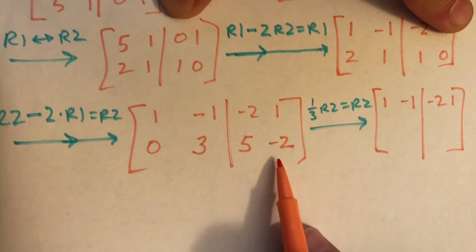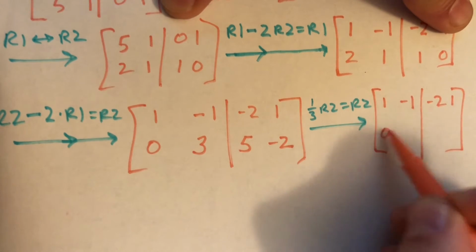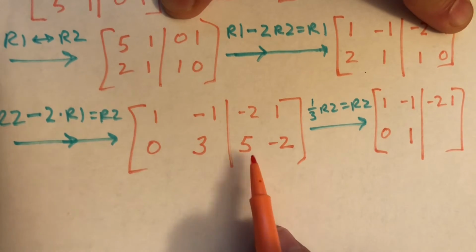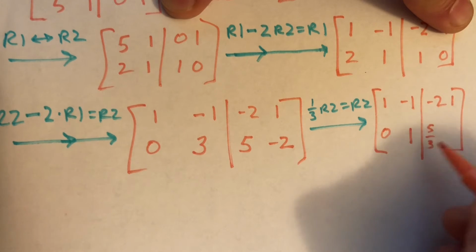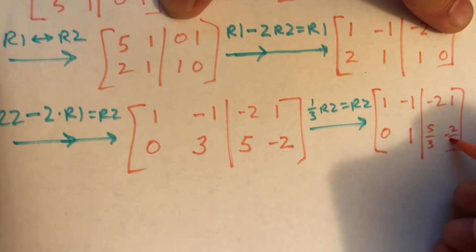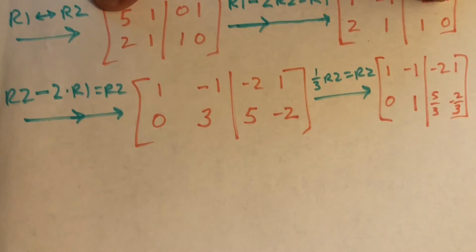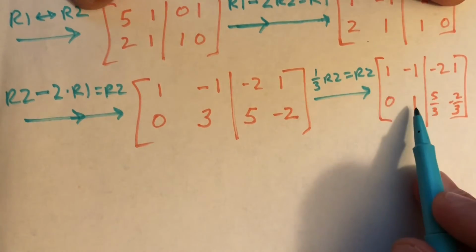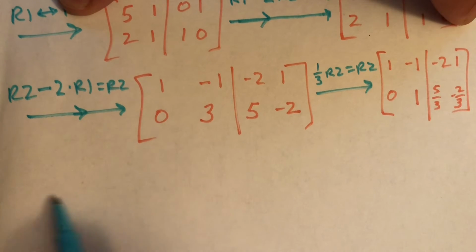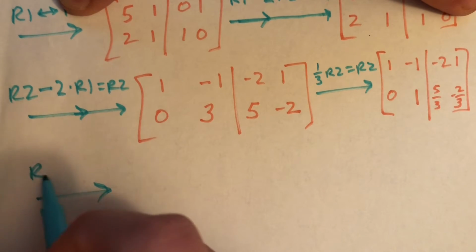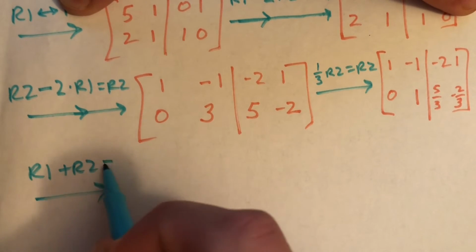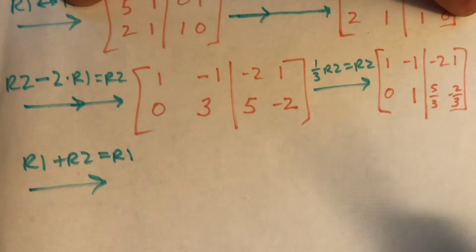And then we've got 1/3 of that row. So I've got 0 and a 1. And then 5/3. And then negative 2/3. Okay. And now we're in a good position. We got one more step and we're done. All we have to do is just add these together, right? So I'm going to do row 1 plus row 2. I'm going to put that in place of row 1 and we're going to be done.